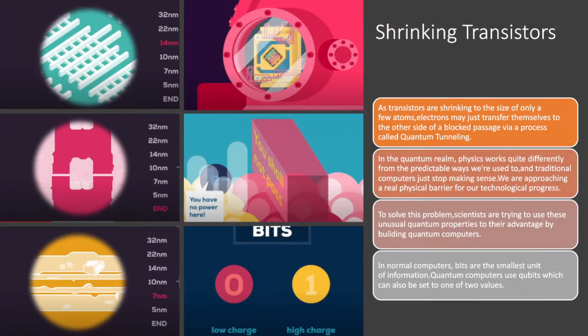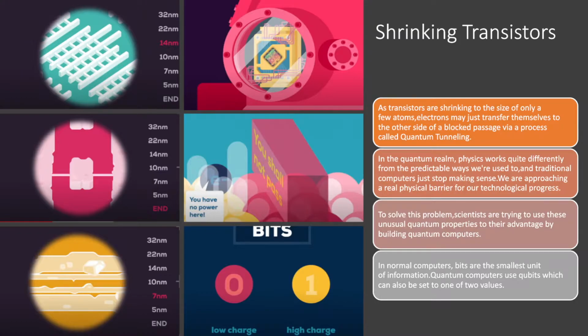Today, transistors have a size of 14 nanometers, which is roughly 8 times smaller than the diameter of HIV virus and 500 times smaller than of red blood cell. In quantum world, physics operate in a very different way than we are used to, and regular computers just cease working. We are nearing a physical impediment to our technological advancement.